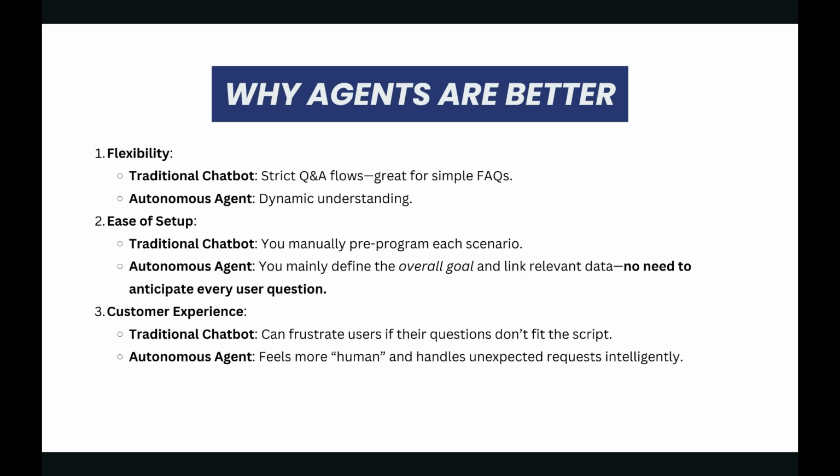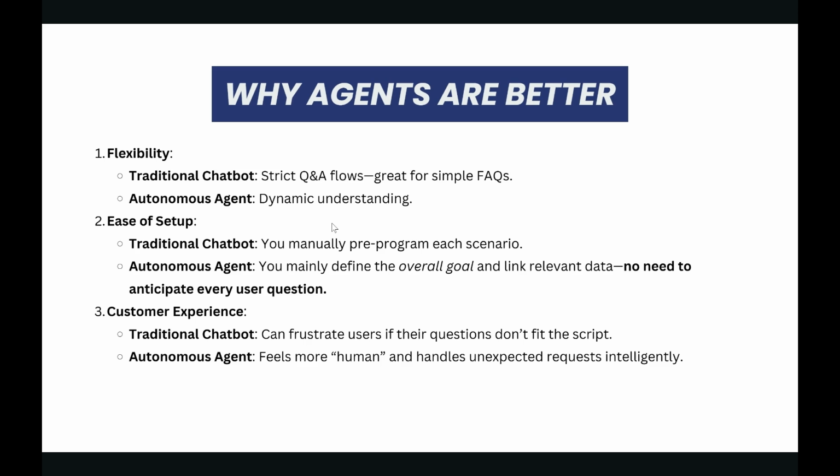So here are just a few reasons of why agents are better than chatbots. First being flexibility. Traditional chatbots have strict question and answer flows, which are great for simple FAQs, whereas autonomous agents have dynamic understanding, which means that they can adapt their response and actions based on the changing context of a situation, continuously learning and adjusting their behavior to new information or environmental factors, rather than relying solely on predefined rules or static knowledge.